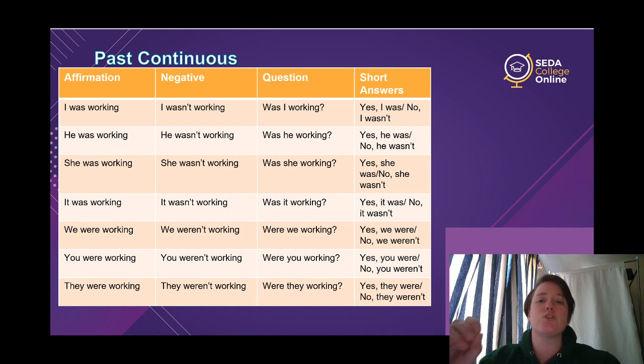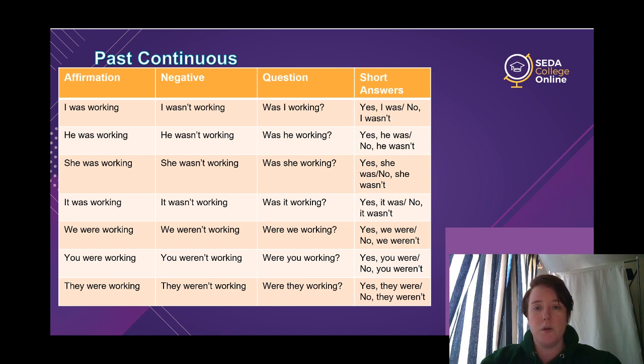Remember, we're using contractions, okay? So it's really important to remember wasn't means was not. Now we move on to we, you, they. And again, you're using the same for each one of these. So, we were working, same with you, same with they. We, you, they weren't working. And question, were we, you, they working? Answers, yes, we were. No, we weren't.